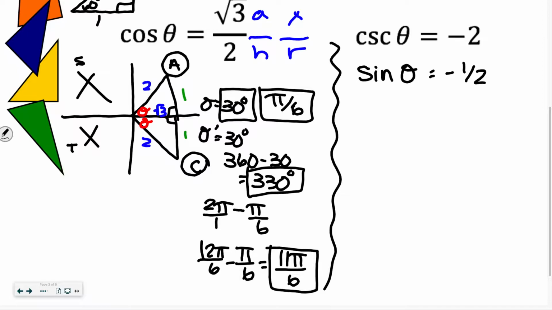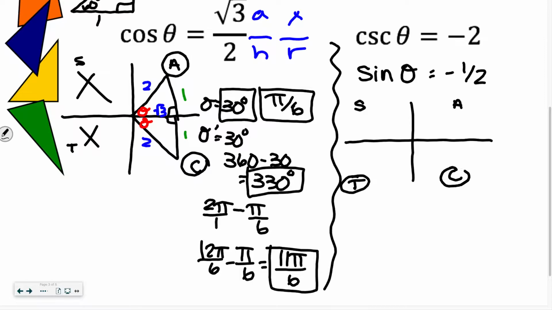Okay, think about where you're allowed to be so that sine theta is -1/2. All students take calculus. It's positive in quadrant 1 and 2, so we must be in quadrant 3 or 4. Okay. Draw some triangles. Part of a bow tie, right?